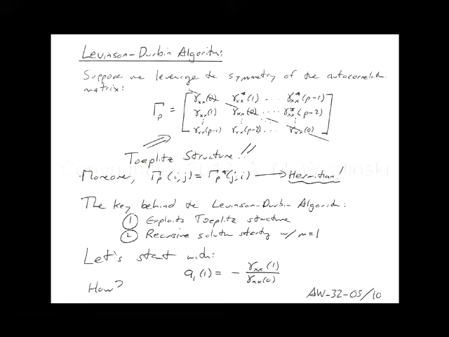All right? So what we're going to do is exploit the Toeplitz structure and do a recursion just as before. So this is the fun part. I have a weird definition of fun. We're going to first of all start off with A11.